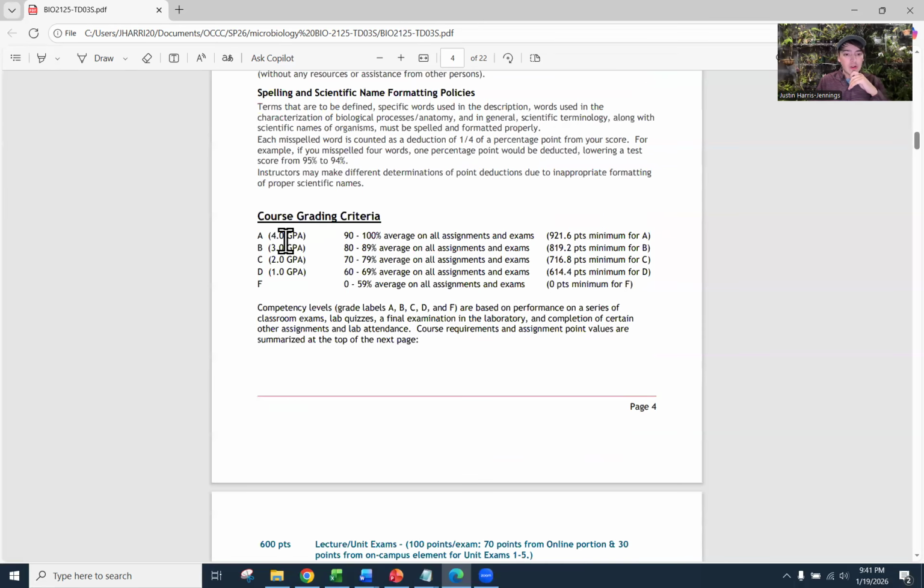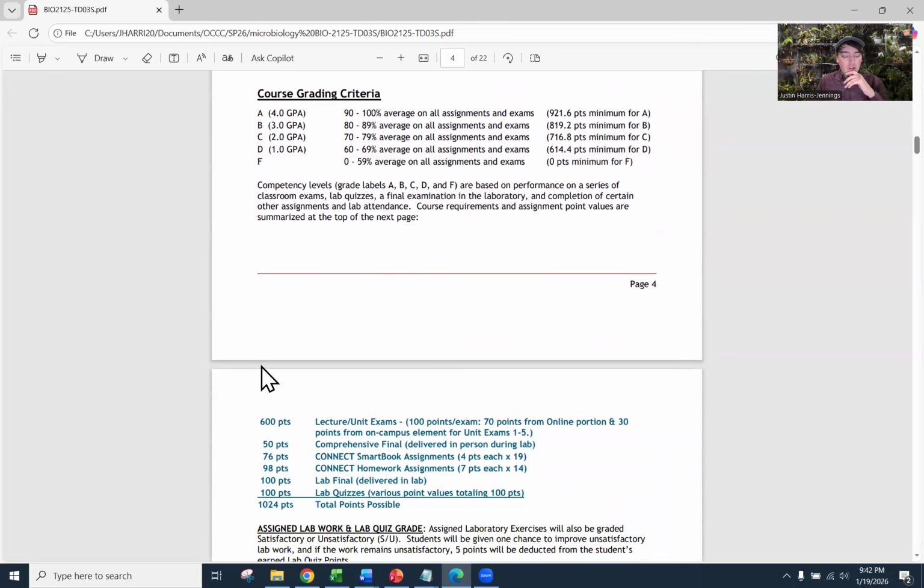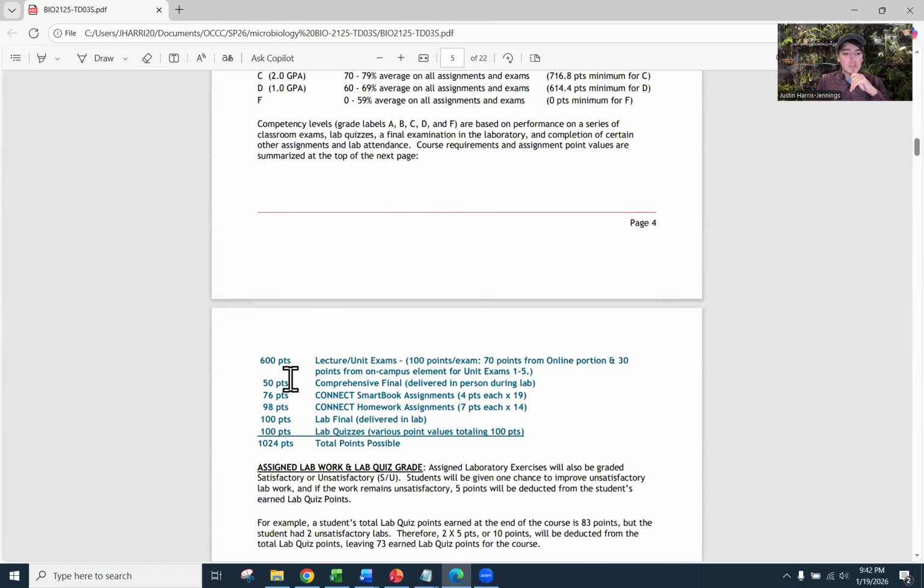Then for your grades, this is the breakdown for the class, and these are the point thresholds that you're going to need to get a minimum of those grade points. I know sometimes that's been helpful to have in the past.